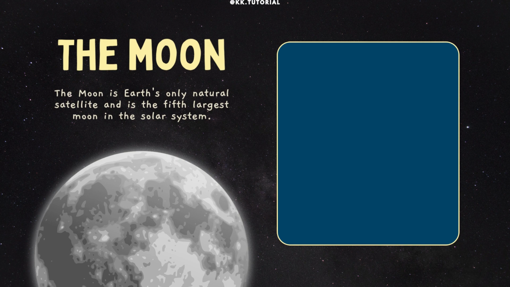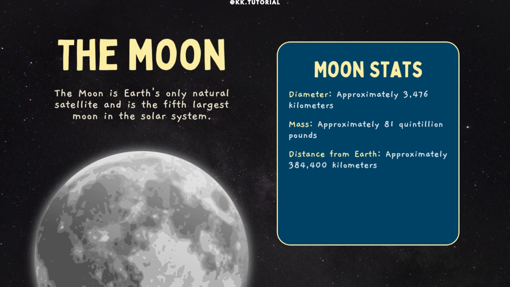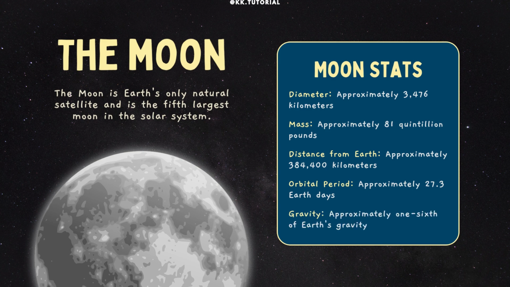In fact, all the stars and planets are larger than the moon but are so far away that they appear very small in comparison. Moon has a diameter approximately 3,476 kilometers. The mass of the moon is approximately 81 quintillion pounds. Distance from Earth to the moon is approximately 384,400 kilometers. Orbital period is approximately 27.3 Earth days. The gravity on the moon is approximately 1/6 of Earth's gravity.